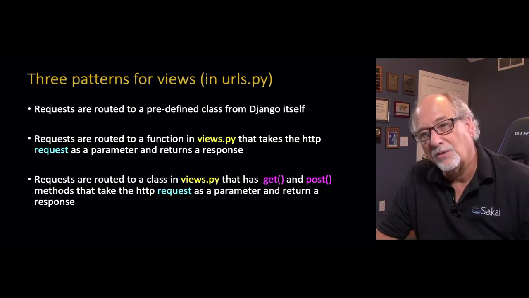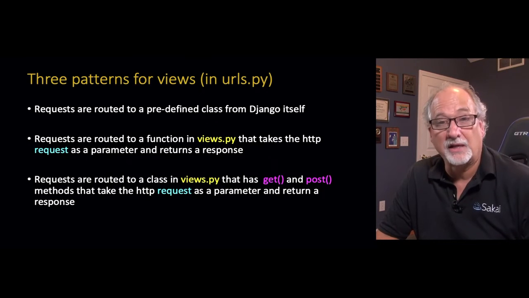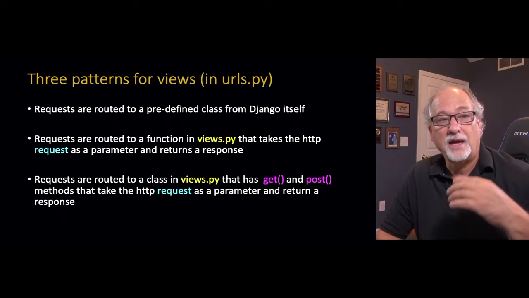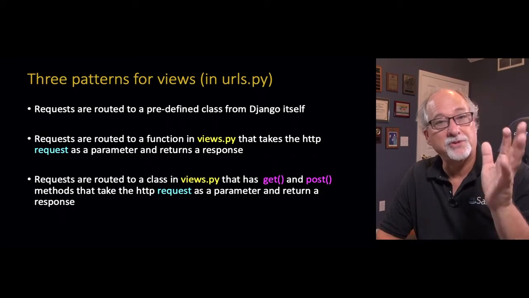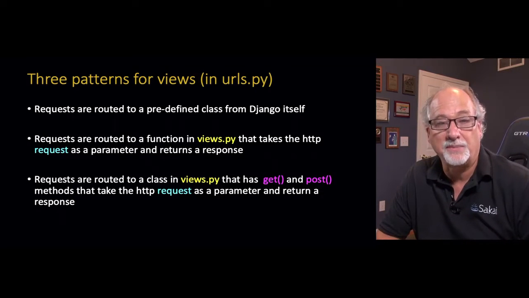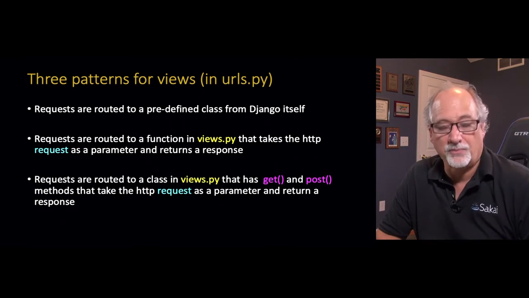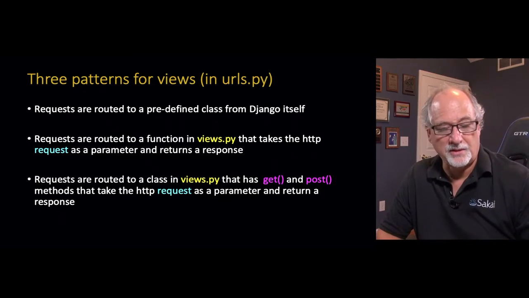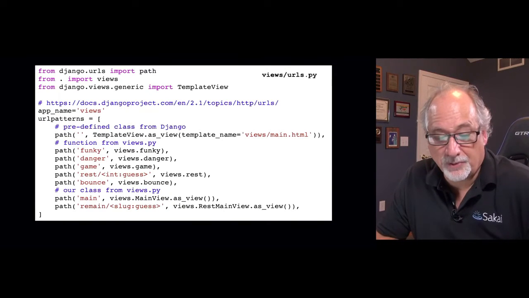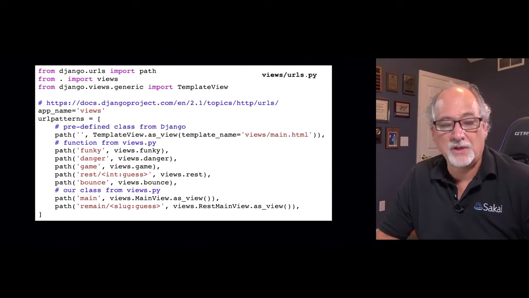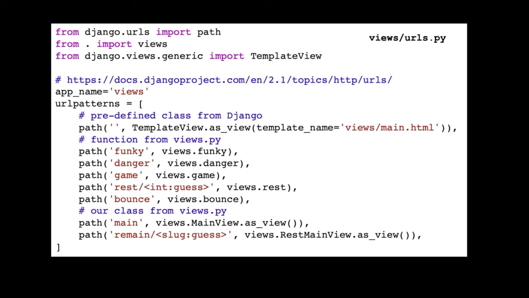And the function is kind of the low-level thing, but you can also define a class. And defining classes, as we'll see, is really quite nice. The classes have methods like for get and for post, depending on the kind of incoming HTTP request that we're handling. And in those methods, the request and any other URL parameters can also be sent in. So let's take a look at a sample urls.py from views. And we see examples of all three kinds of these routes.